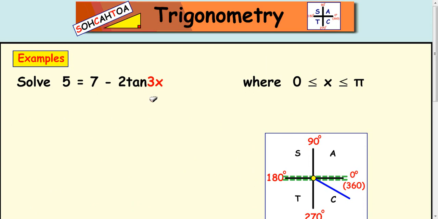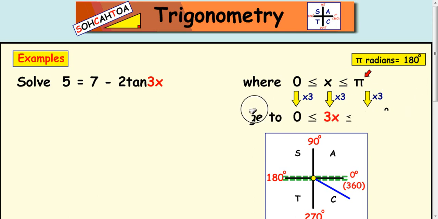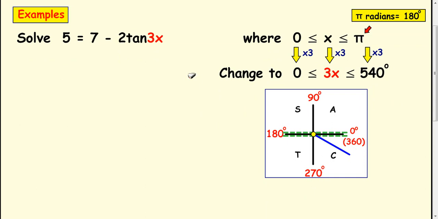In this example here, the difference is that we're dealing in radians. We can see the domain is between 0 and pi. The easiest way to deal with this is to change it into degrees and then change back into radians at the end. So when I'm thinking of pi radians, I'm thinking of 180 degrees. I've got a 3x here, so I want to triple up everything. So multiply everything by 3, and you want to change your domain from 0 to 540 because 180 times 3 is 540. We then carry on as normal.